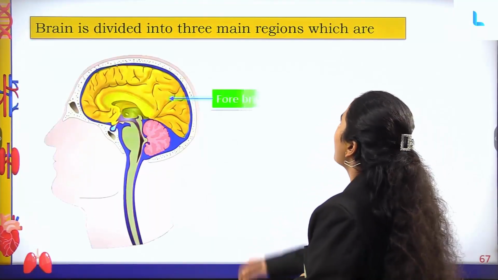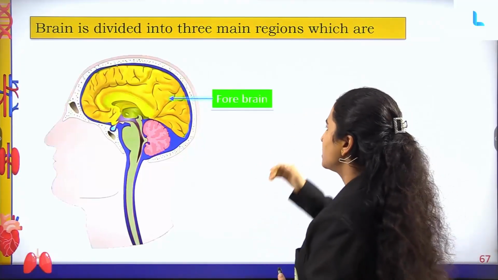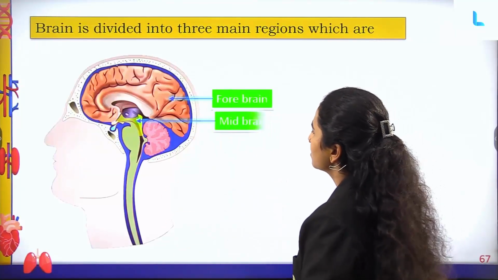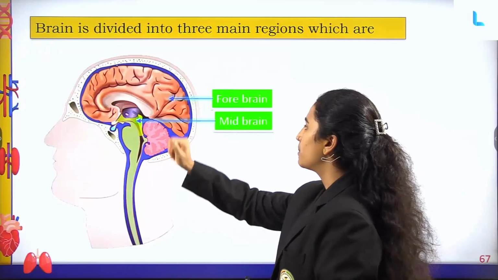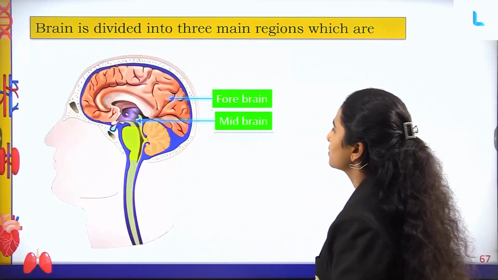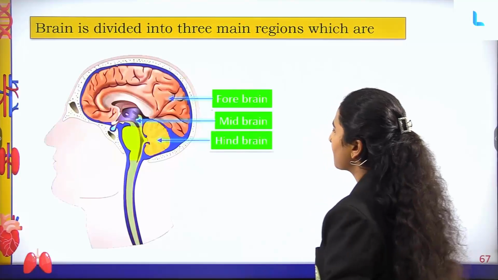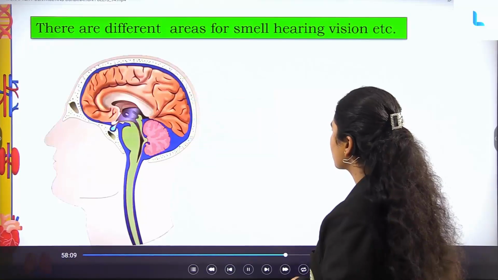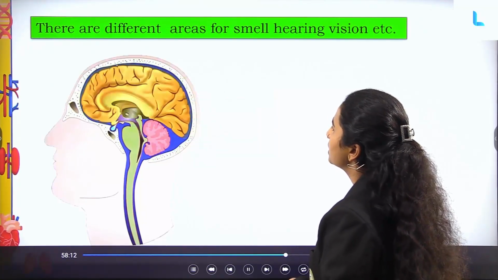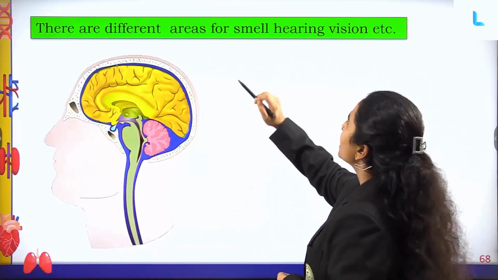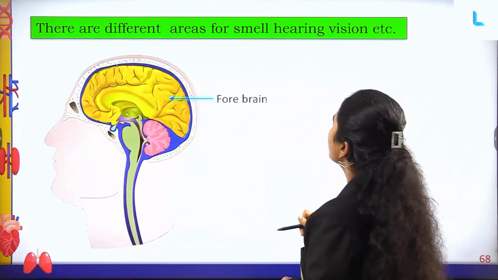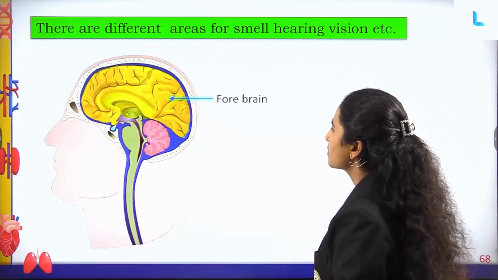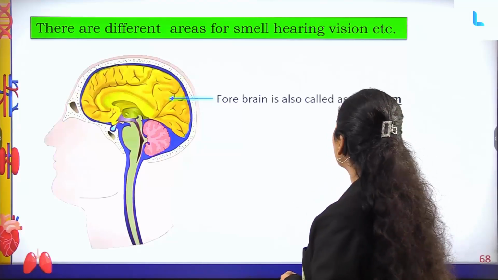So the brain is divided into three main parts: the forebrain, the midbrain, and the hindbrain. These are the three divisions of the brain. There are different areas for smell, hearing and vision. So the forebrain, what will this forebrain do?